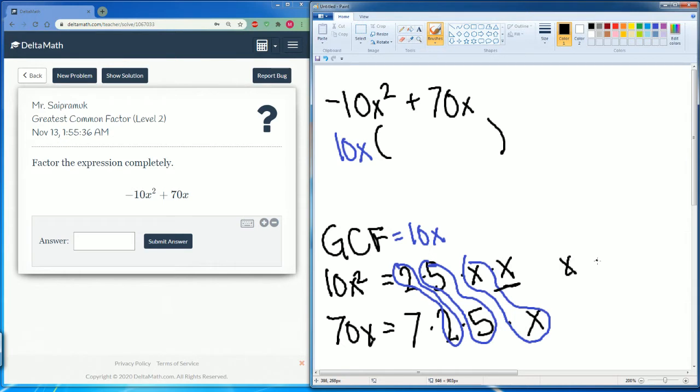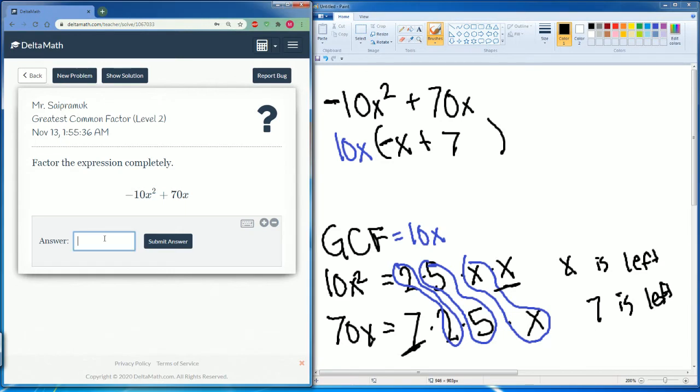Here, the x is left from the 10x squared, so we put an x. But notice, do you see that negative? That's also a negative. Okay? So just make sure you bring it down. Plus, what is left over from the 70x? A 7 is left. Okay, so we put 7 here. So your answer is 10x parentheses minus x plus 7.